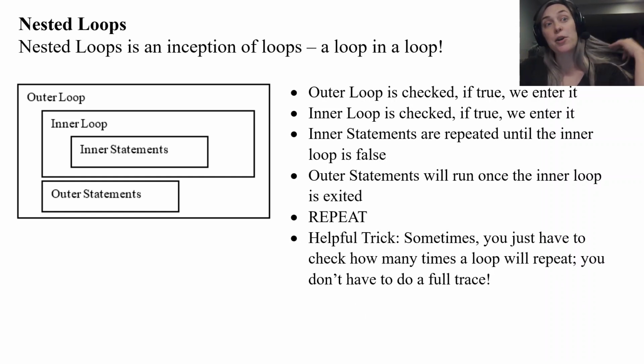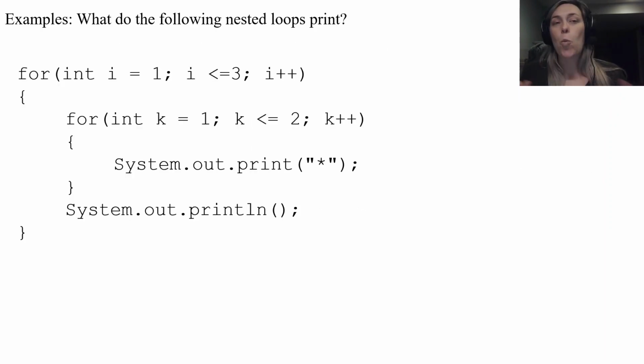A helpful trick that we're going to use throughout these notes, and you can use throughout the course too: sometimes you just have to check how many times a loop will repeat. You don't have to do a full trace. Full traces for nested loops do get a little crazy because you have several indices to keep track of, in addition to usually extra variables as well. So sometimes just understanding the logic behind a nested loop is going to go a long way in figuring out these loop problems. What do I mean?